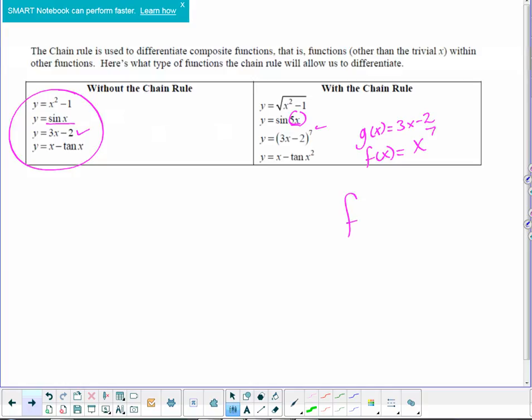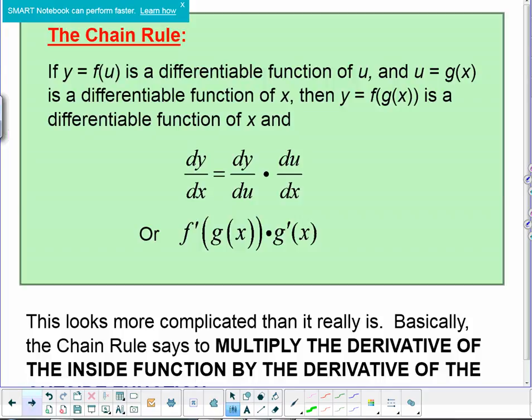And if I say f composite g of x, a different way of writing a composite, then it's g within f, isn't it? So my g function will slide inside my f function, and I have 3x minus 2. So composite functions, we need to be able to handle differentiating those.